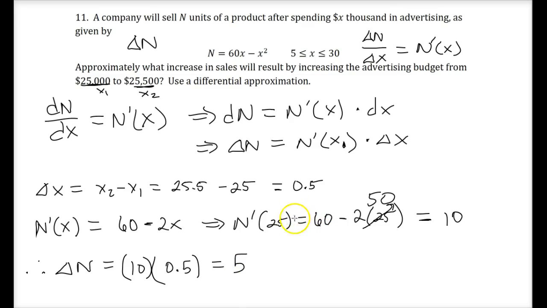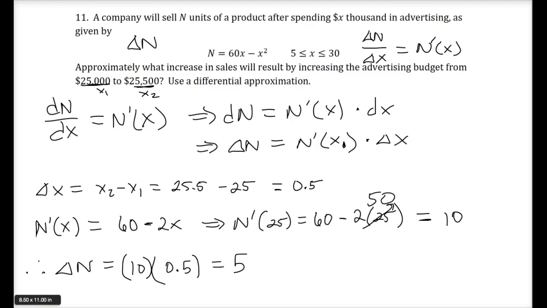And so what this tells us is that if we increase advertising budget by $500, then the increase in sales is going to be by 5 units. Okay. So it seems like for every $100 that we spend extra in advertising, we get another unit sold. So that's kind of how I would interpret it. And so that's what our answer means.